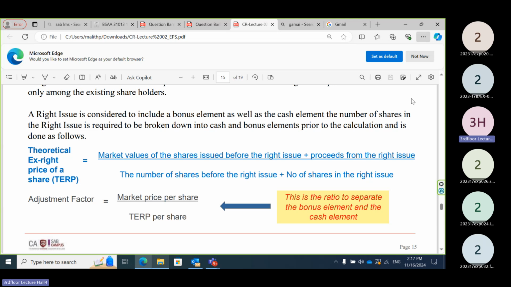So once you are calculating theoretical ex-rights price, it clearly says market value of shares issued before the rights issue plus proceeds from the rights issue, divided by the number of shares before the rights issue plus the number of shares in the rights issue. Then try to calculate this through this. Can you do the calculation for this?